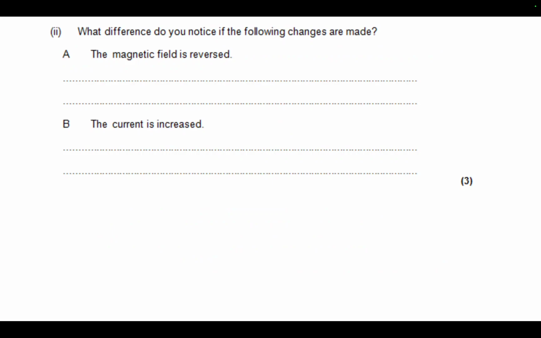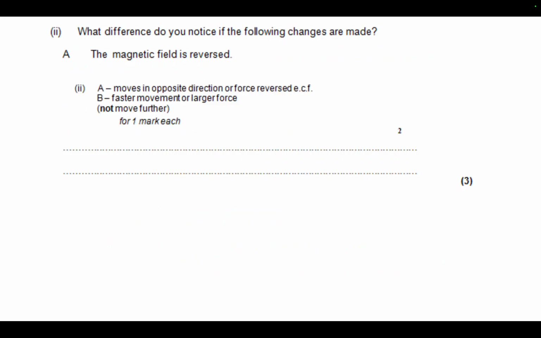All right, let's try another one. So if you want to pause and have a go at this. What difference do you notice if the following changes are made? The magnetic field is reversed. So you should know by now that if you reverse the magnetic field, you would reverse the direction of the force. Or you could just use Fleming's left-hand rule and flip your hand, and you realise, oh yeah, if I change the field direction, my thumb will point in the opposite direction. And current increasing would just increase the amount of force that's experienced. So A, moves in opposite direction, or force reverses, words to that effect. B, faster movement or larger force.